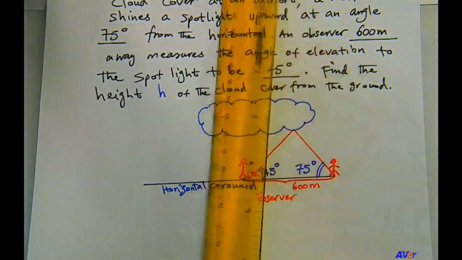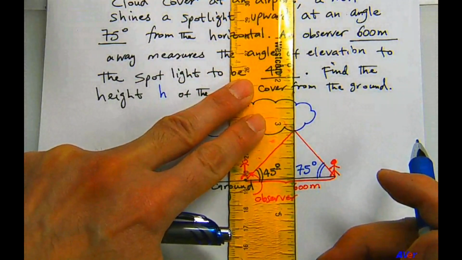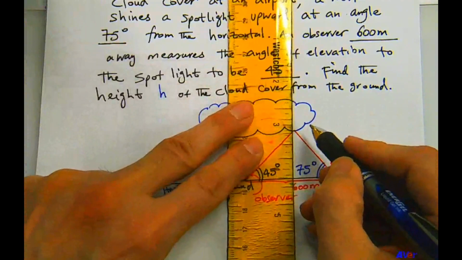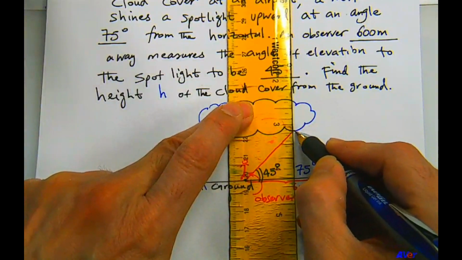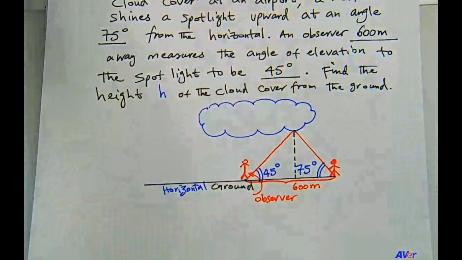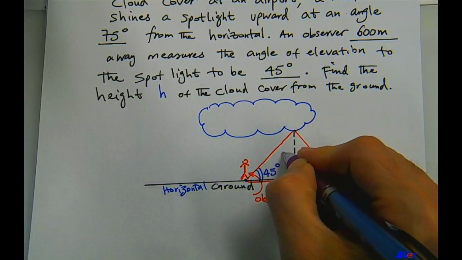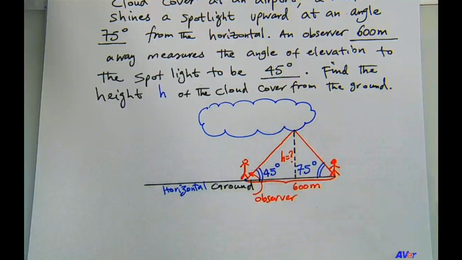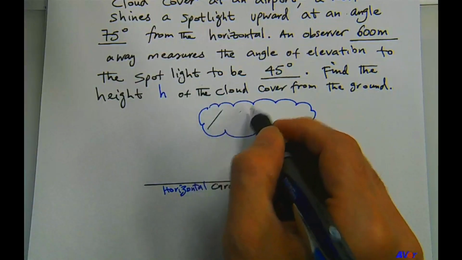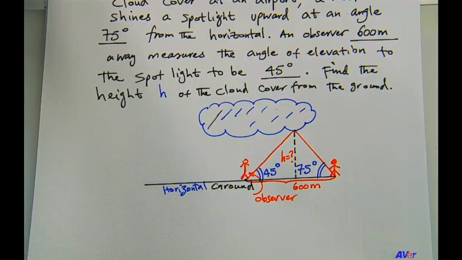That would be this height, so this vertical height from the cloud to the ground, like that. Okay, and so let's call this h. H, or the height, is the question mark. So this is our cloud cover.